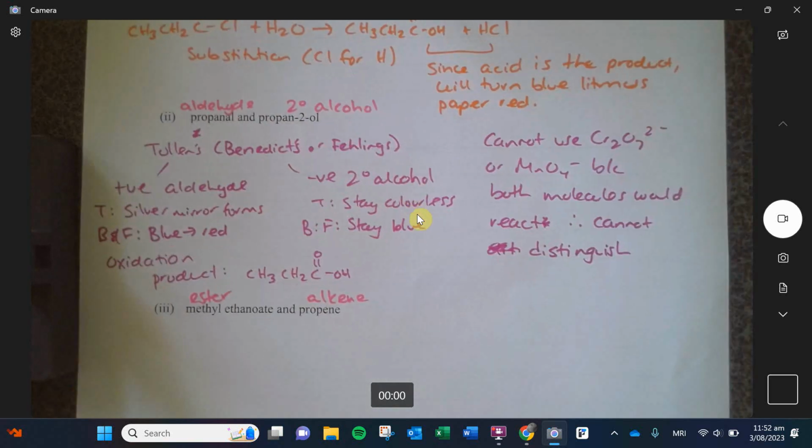Sorry, gotta move that over. Questions, concerns, comments? It's a pretty straightforward question, I think. It doesn't really require all that much thinking. You just need to know your reactions.